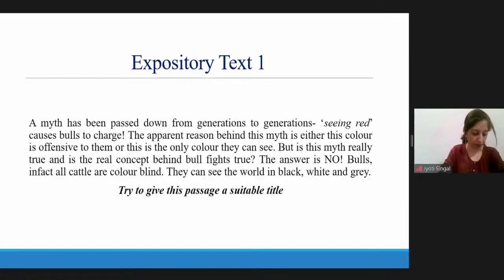Okay. Myths about bull seeing red. And that told me about what the passage is, then the title. I think I would want you to change.